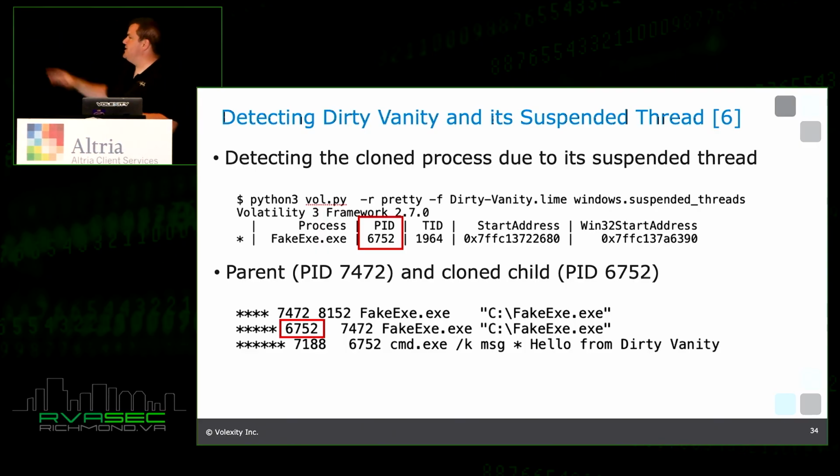So where this project becomes super interesting is it used what's known as cloning. So if you're not like a Unix geek, cloning or forking a process means creating a copy of the process that's already running.